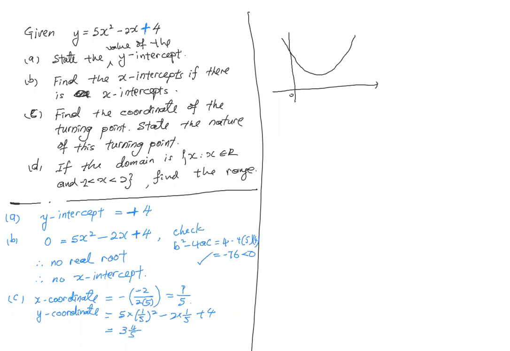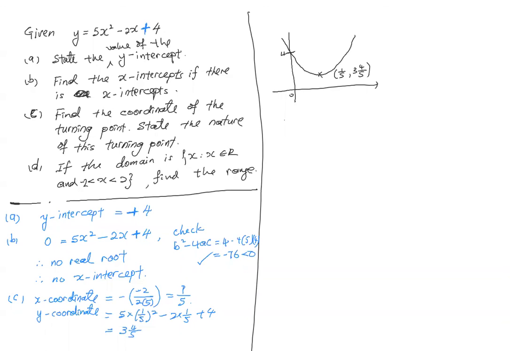Right? So this is 4. And okay, my graph is a bit out. So it's just a sketch, okay? So this is 1 over 5. And this is 3 and 4 over 5. Okay? So when I say nature of the turning point, what will your answer be?